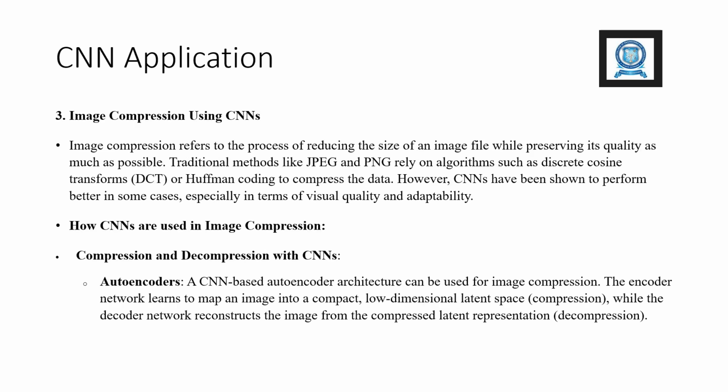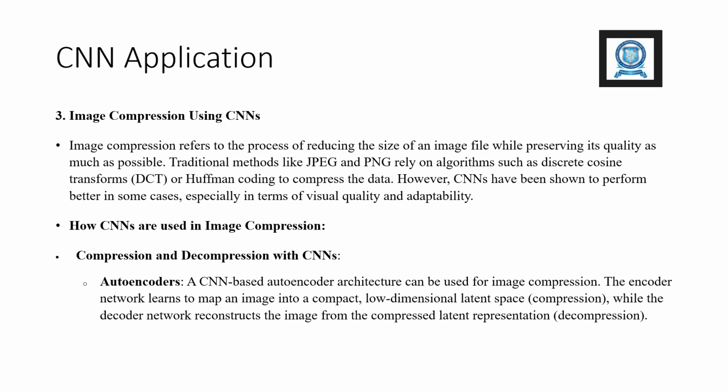Number 3. Image compression using CNNs. Image compression refers to the process of reducing the size of an image file while preserving its quality as much as possible. Traditional methods like JPEG and PNG rely on algorithms such as discrete cosine transforms or Huffman coding to compress the data. However, CNNs have been shown to perform better in some cases, especially in terms of visual quality and adaptability.